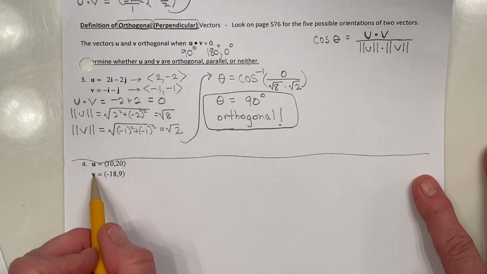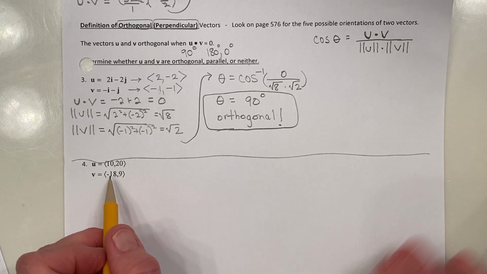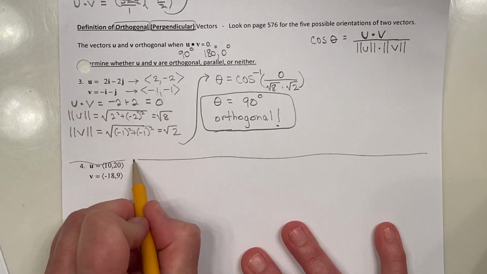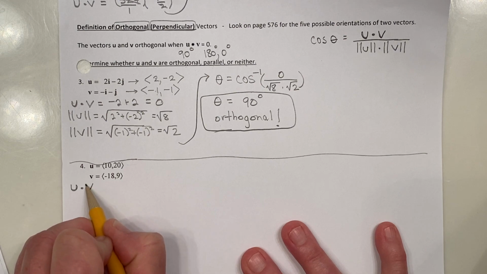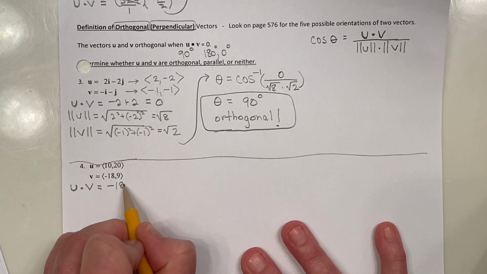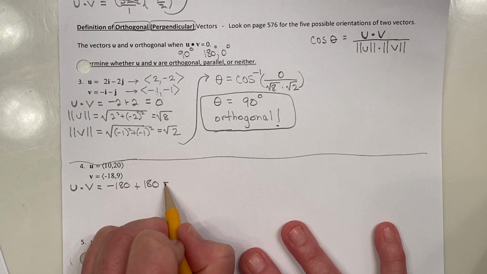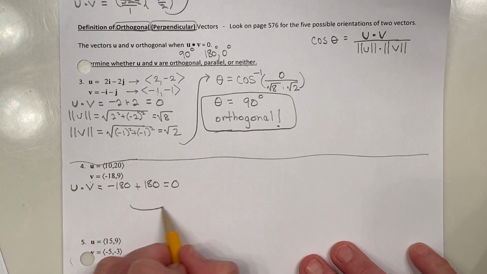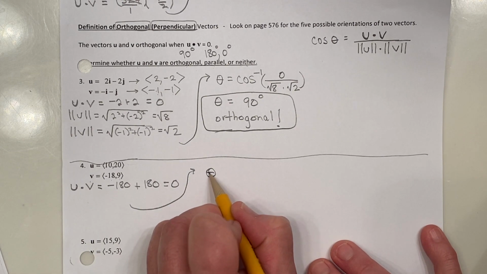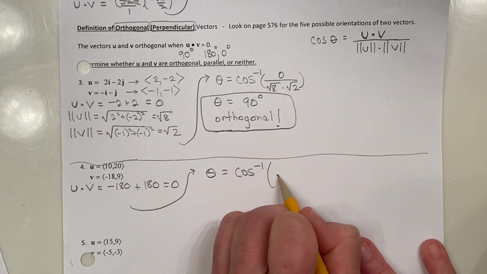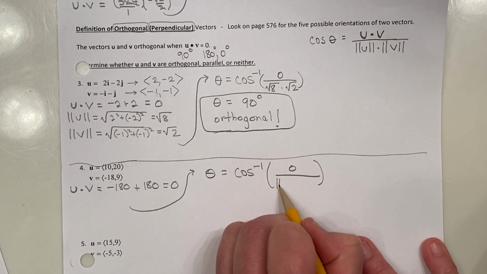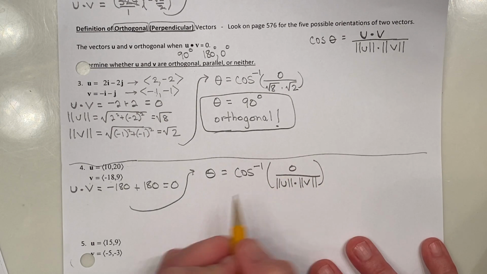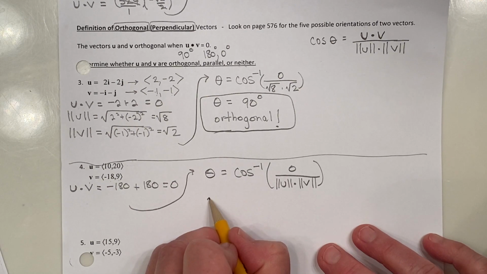All right, so looking at vector u and v, are these orthogonal, parallel, or neither? We're already in component form, so let me find the dot product first. So 10 times -18 is -180, plus 20 times 9 is 180. Well, we might as well stop here, because no matter what these magnitudes are, we're still going to get 0 in our fraction. So theta equals arc cosine of 0 for the dot product over the two magnitudes, which we don't care what numbers those are, because that fraction is still going to be 0.